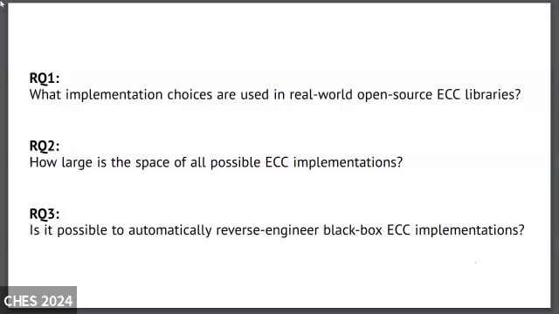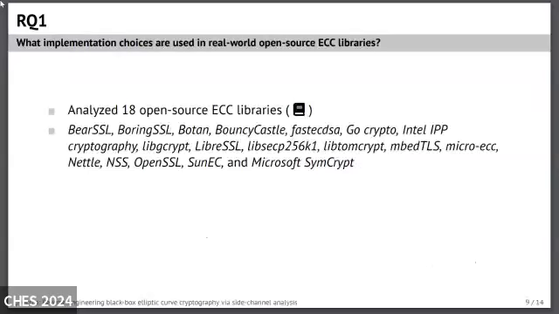So we had 3 research questions to study this gap. The first one is, what implementation choices are used in real-world open source libraries? The second one, to study it more combinatorially: how large is the space of all possible ECC implementations? And the third one, whether it's possible to automatically reverse engineer these black box ECC implementations. So let's start with the first one.